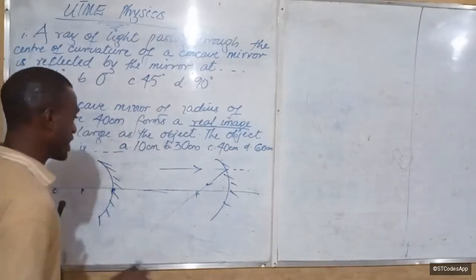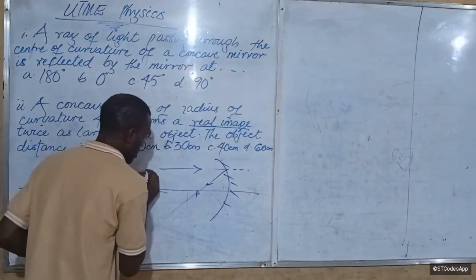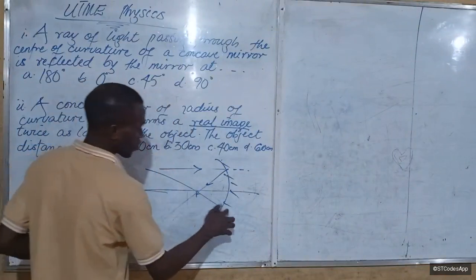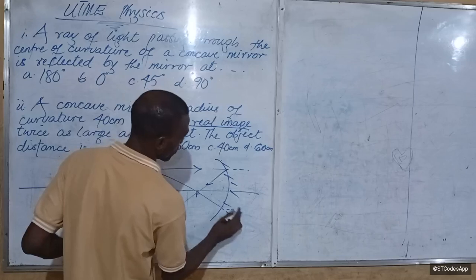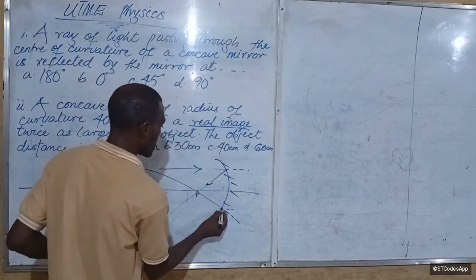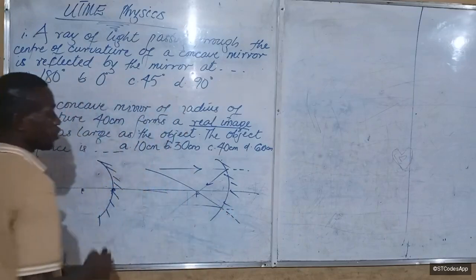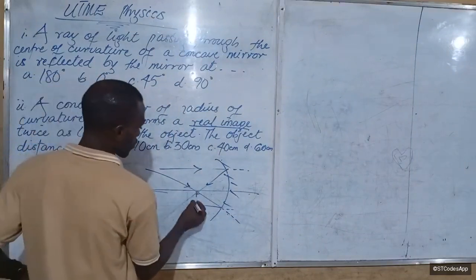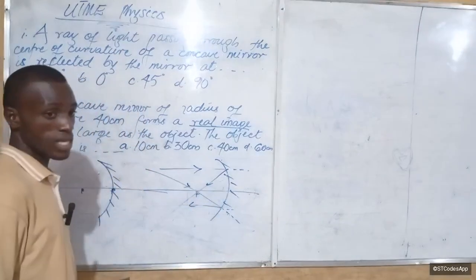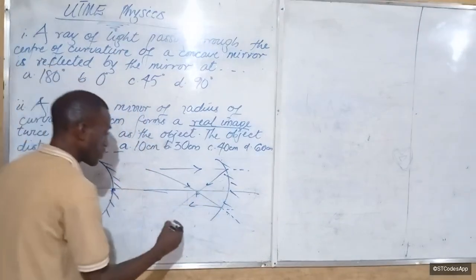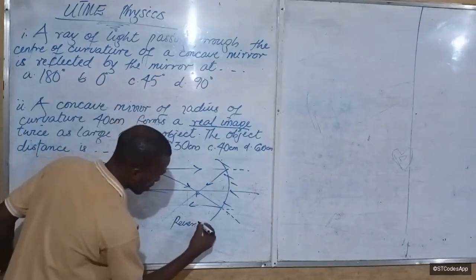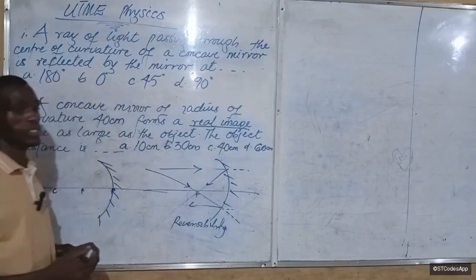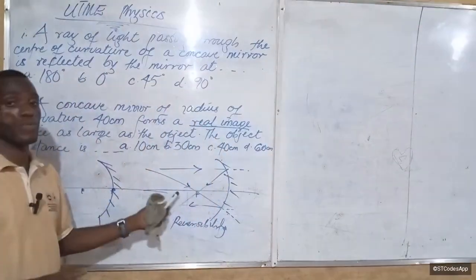But if you now draw a ray to pass through the focus like this, and it touches the mirror, it will be reflected in a direction that is parallel to the principal axis. If you look at it very well, it is just the direct opposite of the initial law. Does that make sense? That's because of the principle of reversibility of light. Light is reversible. Is that okay? Now, that proves it.